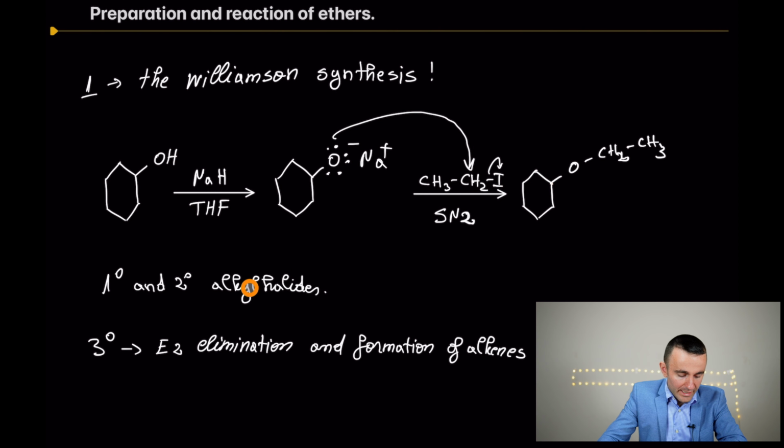Okay? It works only with primary and secondary halides, but preferably with primary halides to give a pure SN2 reaction. If you try with tertiary halides, instead of yielding an ether, you are going to have E2 elimination and formation of alkenes, totally different product. So be careful. Williamson synthesis works best with primary alkyl halides. But can we synthesize more bulky substituted ethers with another method? Yes. Let's move to the next one.